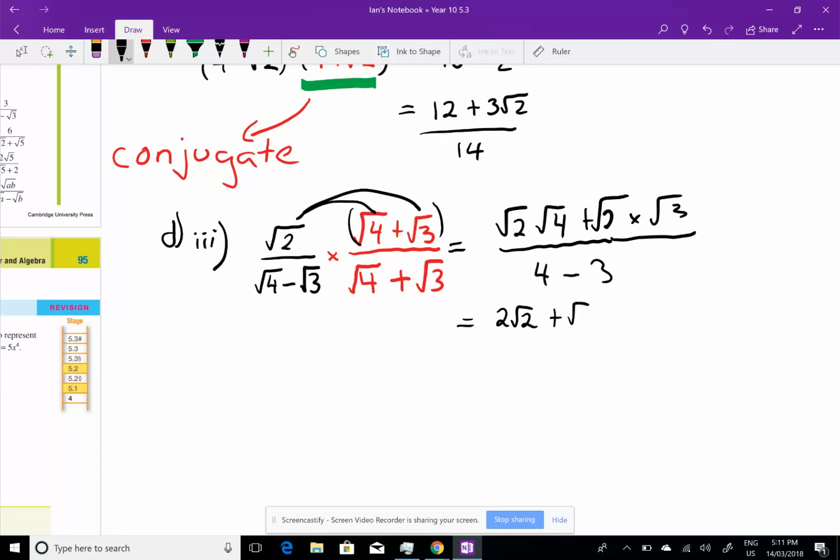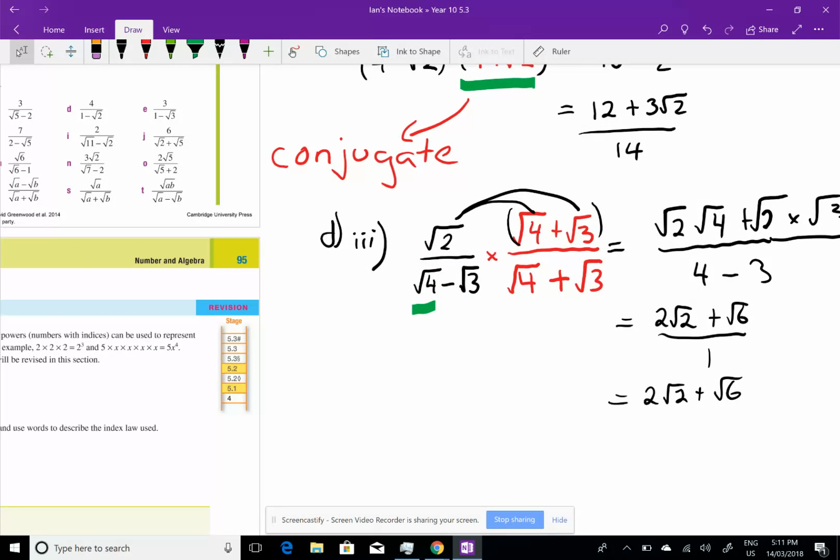Here I'll get root 6. And on the bottom I'll get 1. So that's just 2 root 2 plus root 6. And look at that. We've rationalised it even though it turns out it was just over 1 anyway. That was a bit silly. I don't know why they gave us one that had root 4 in it.